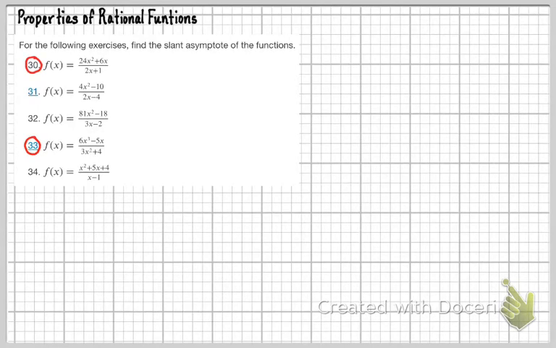This is the last property we'll talk about of rational functions. The directions say for the following exercises, find the slant asymptote of the function. So this book doesn't call it a slant asymptote, it calls it an oblique asymptote. So this here is an oblique asymptote, and that's what the book uses here. So we're going to talk about that now.